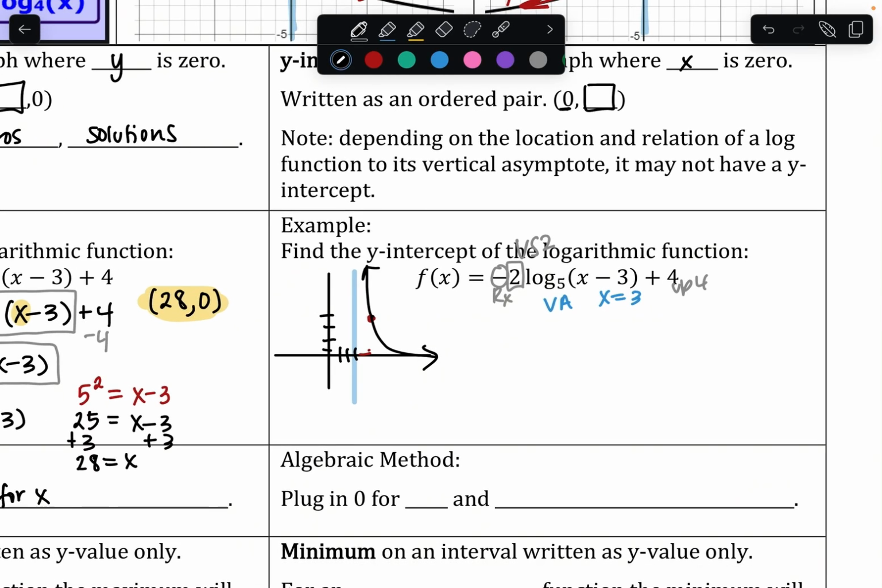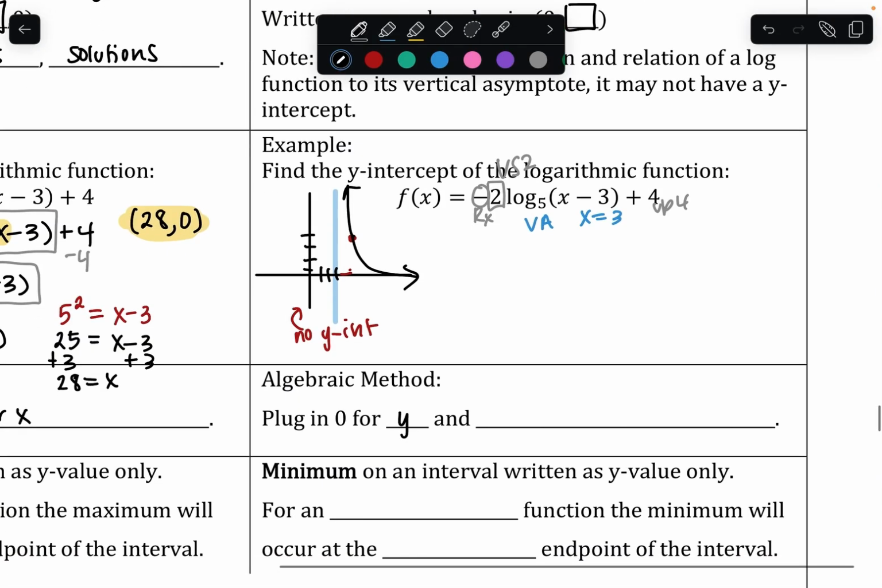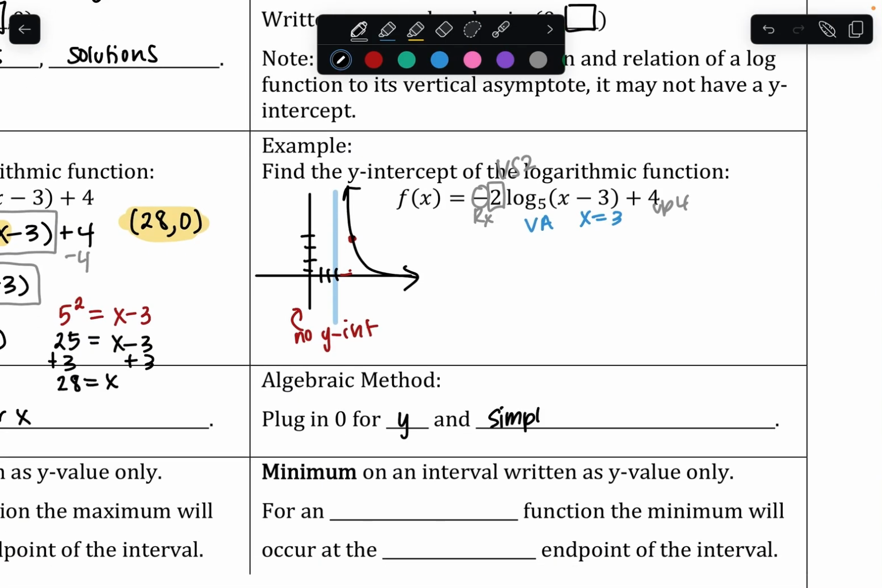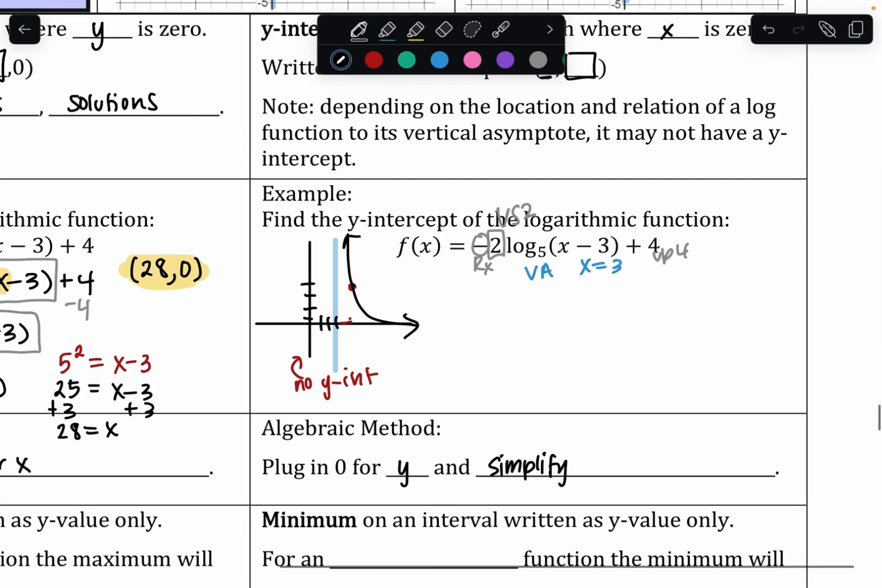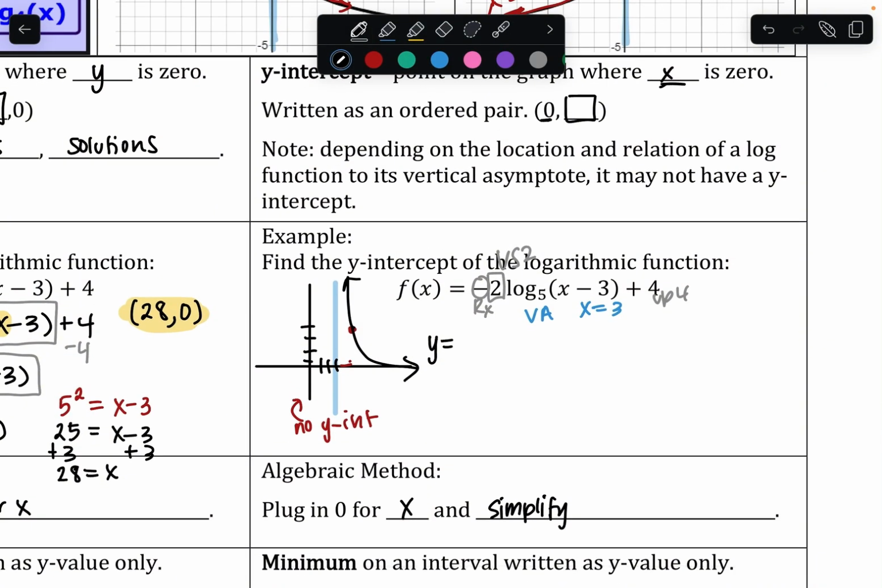And so because we're still to the right of our vertical asymptote, notice we never cross our x or our y-axis. And so graphically speaking, we know there is no y-intercept. It never crosses the y-axis. Algebraically speaking, we would plug in 0 for the y, and I call it number crunching, and so really we're simplifying or evaluating. And so plugging in 0 for, not 0 for y, 0 for x. We're solving for the y-intercept, so plug in 0 for the x.